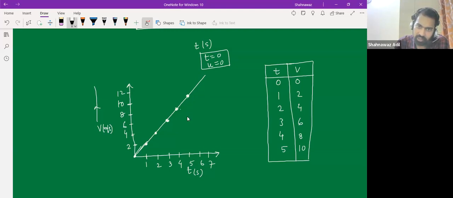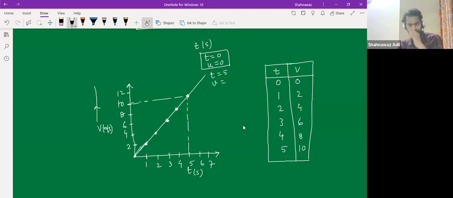So let's say this is 5 and this is 10. So how much is t? 5 seconds. And how much is v? 10 meters per second, right? 10 meters per second. So these are the information that we have from the velocity time graph.